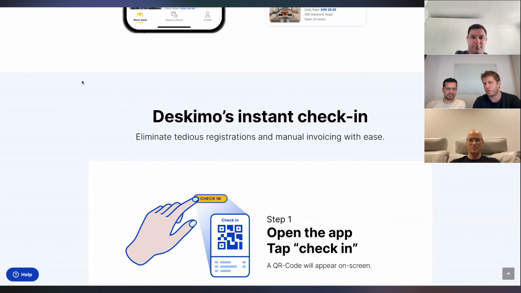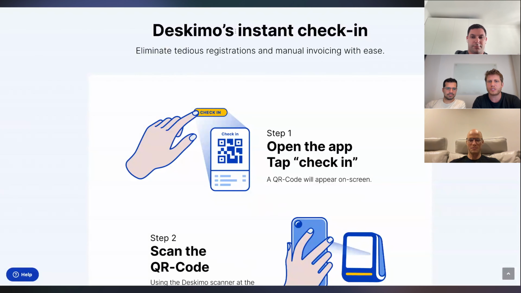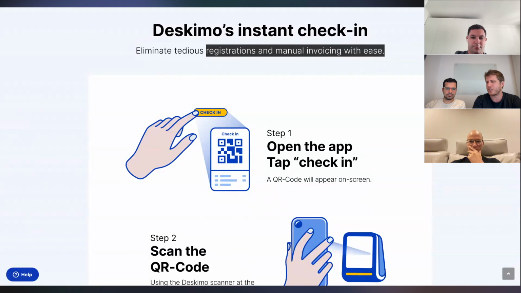They clicked an ad or whatever. They already know. So just instant check-in. It also saves you a bunch of characters. Eliminate. So you want to stay away from negative words. Eliminate tedious registrations and manual invoicing with ease. Just say registrations and invoicing with ease.